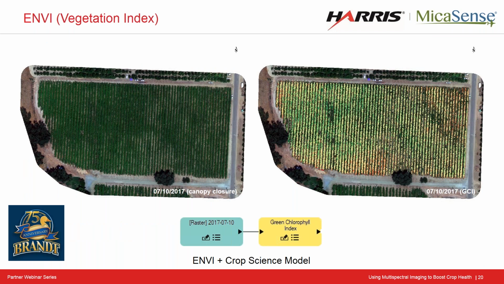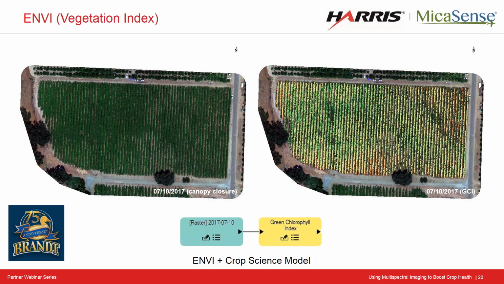All right, now kind of the part that I'm excited about. So using ENVI and ENVI Crop Science, we're able to do further analysis on the beautiful multispectral imagery that the MicaSense sensor provides us with. So looking at these results here, on the left-hand side, we have a true color Ortho Mosaic. So this is simply just an RGB image of what the field looks like. On the right-hand side, we have a vegetation index. So this is the green chlorophyll index.